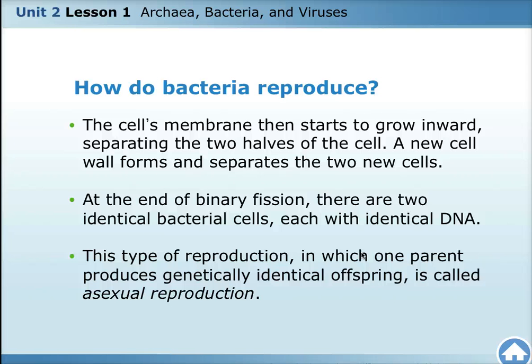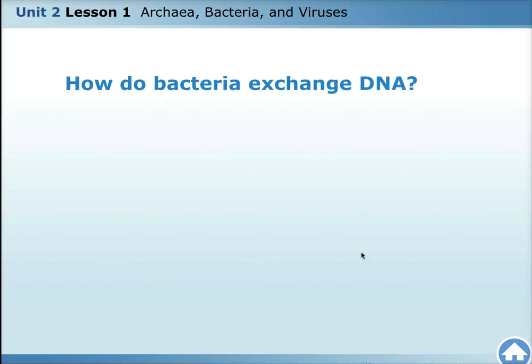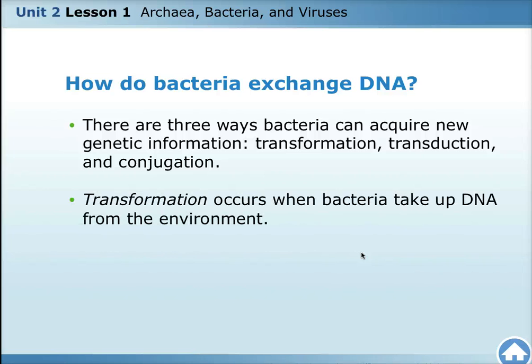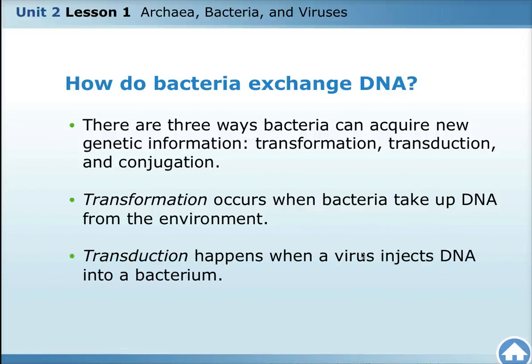This type of reproduction, in which one parent produces genetically identical offspring, is called asexual reproduction. So how do they exchange this DNA? There are three ways that bacteria can acquire new genetic information. The first is through transformation, then transduction, and then conjugation. Transformation occurs when bacteria take up DNA from the environment. Transduction happens when a virus injects DNA into the bacterium.